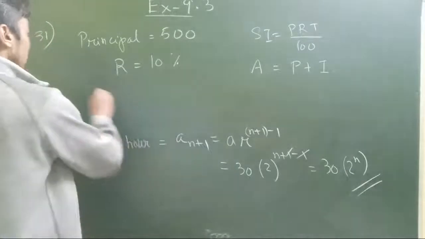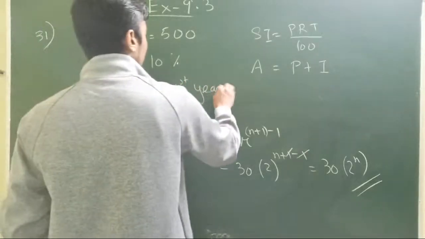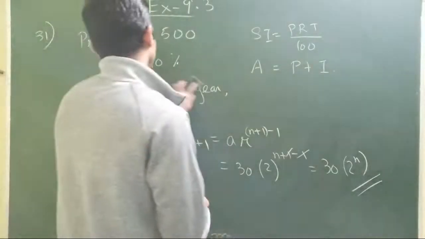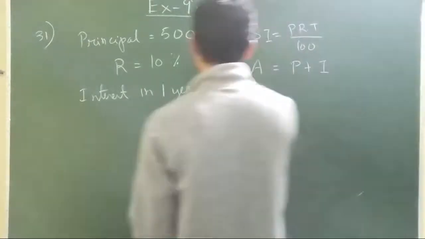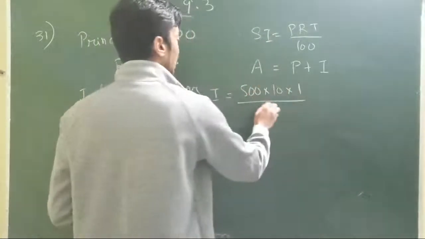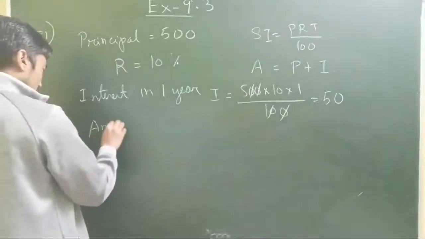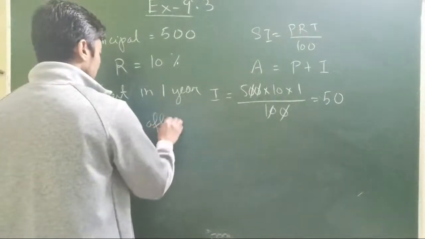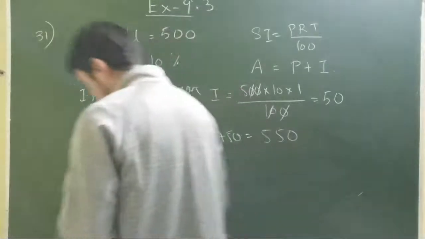So what will be the interest in 1 year? Let's find out. Interest in 1 year, let's say I, will be P R T times 1 year by 100. 500 times 10 by 100, so that's like 50. So what will be the amount that you will have to pay after 1 year? That's going to be 500 plus the 50 rupees extra. So you'll have to pay 550 rupees.